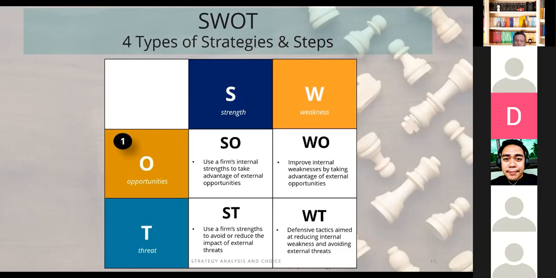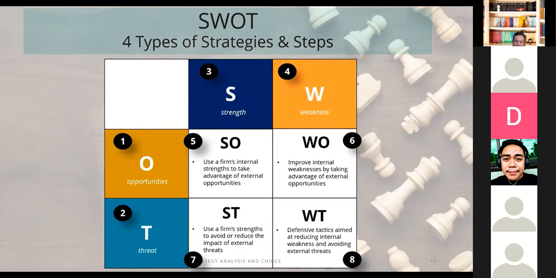There are 8 steps involved in conducting a SWOT analysis. First is list the firm's key external opportunities. Second is list the firm's key external threats. Number 3 is list the firm's key internal strengths. Number 4, list the firm's key internal weaknesses. Number 5, match the internal strengths with external opportunities and record the resultant SO strategy in the appropriate cell. Number 6 is match internal weaknesses and external opportunities. Number 7 is match internal strengths and external threats. And number 8 is match internal weaknesses and external threats.